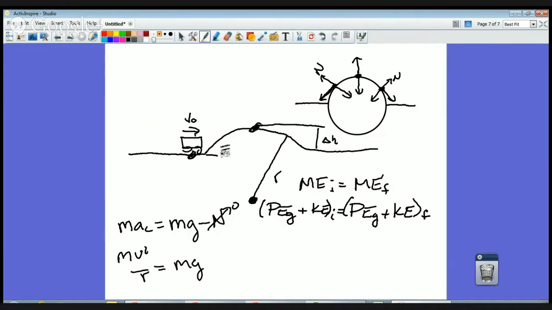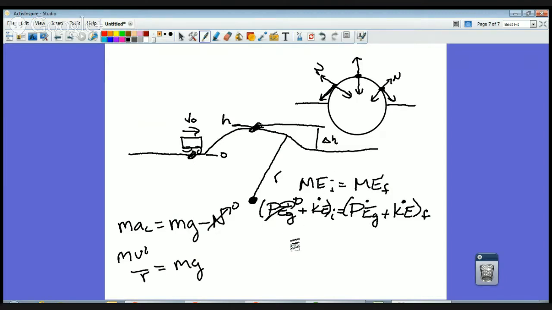But I'm going to say this is 0 and this is h, right? Which I think was 8 meters, but I don't remember. So I know this is going to be 0. I know that we'll have some potential energy over here. I know that there'll be some kinetic energy there. And obviously there's kinetic energy here because it's moving.